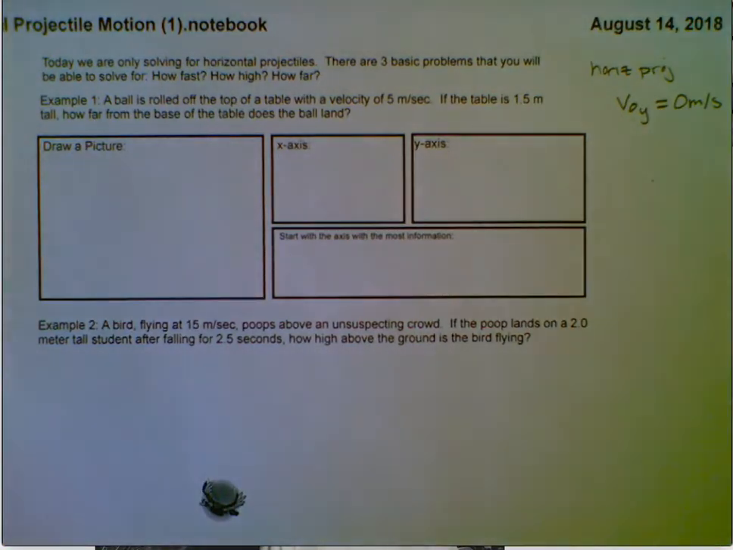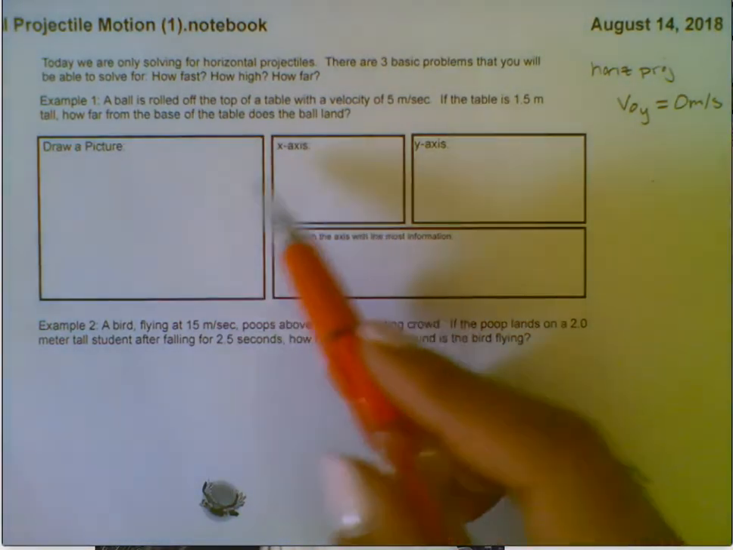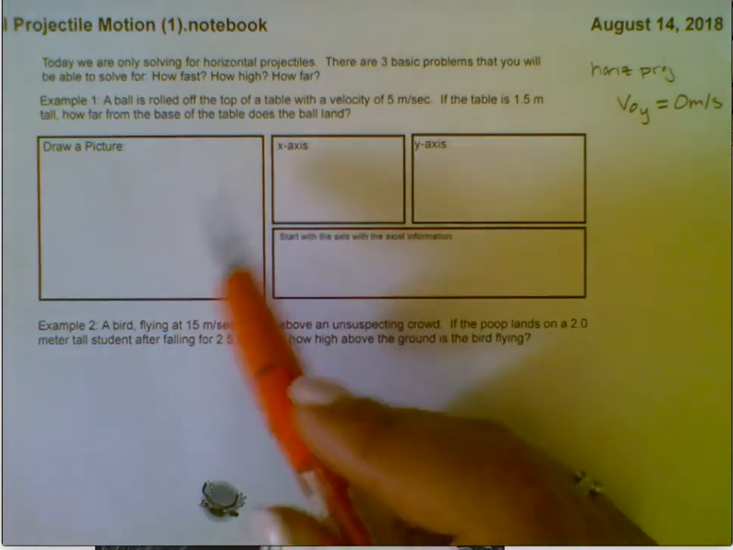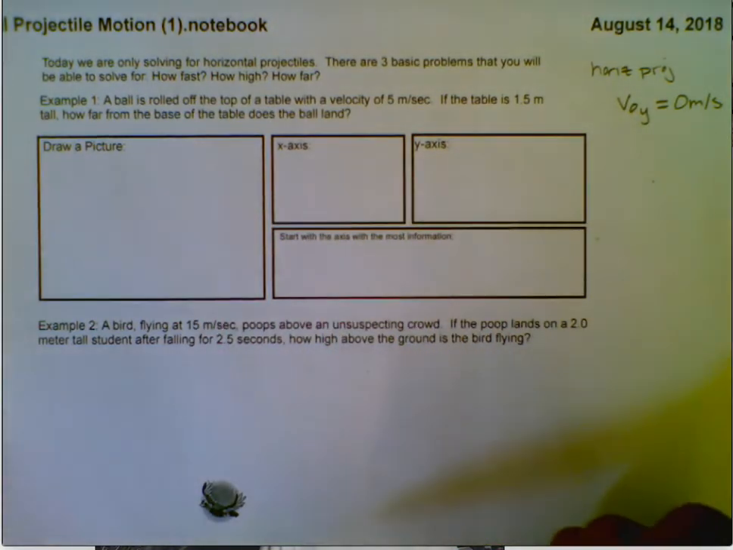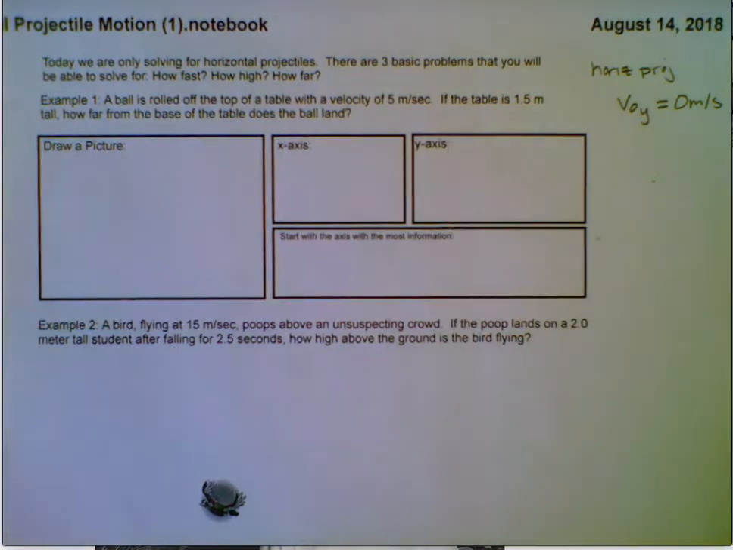There are 3 basic problems that you can solve for: how fast, how high, how far. And what we're going to do is, you don't have to draw this chart every time you set up, but these are sort of the steps that you would take in order to solve these problems. So we're going to kind of go through those steps for each of these problems. You would definitely want to draw a picture. If you don't draw a picture, you're definitely going to miss points.